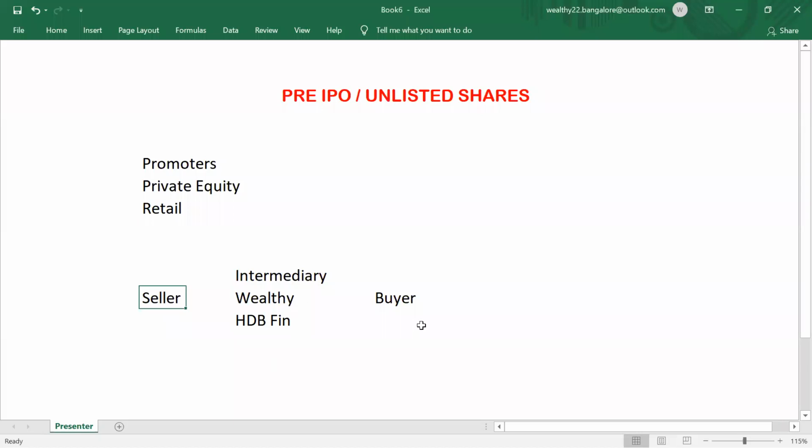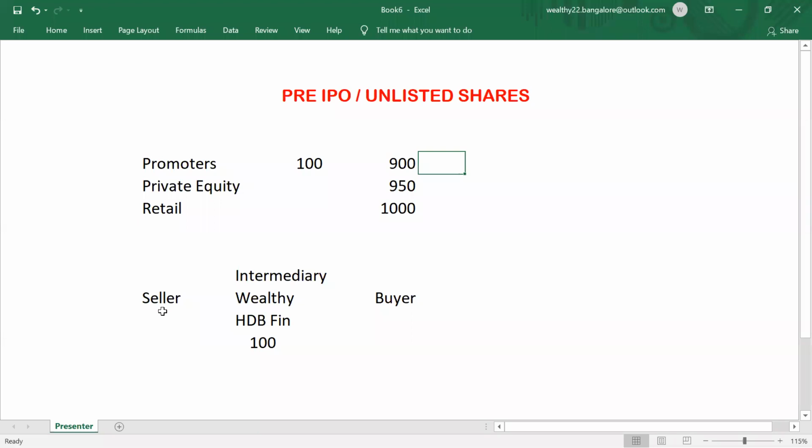Let's assume this client wants to buy 100 shares of HDB Financial. We will go and figure out who in the market is willing to sell 100 shares and at what price. Let's assume somebody will be selling at 900 rupees, somebody at 950 rupees, somebody at 1000 rupees, like what happens in a real-time share market. Similarly, there are sellers with different offerings. We will figure out who's the best person we can buy from.